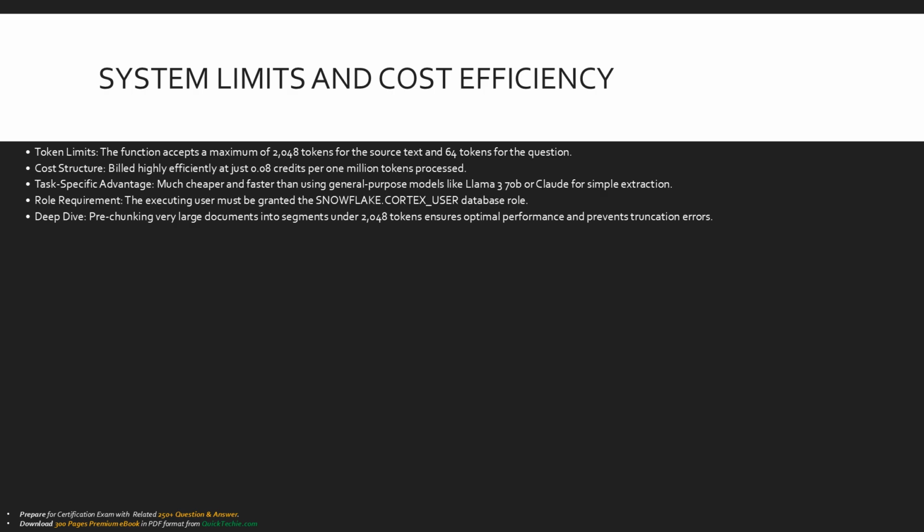From a financial perspective, it is remarkably efficient. It costs only 0.08 compute credits per 1 million tokens processed. This is a massive advantage. If you used a massive general-purpose model to do this simple extraction, you would pay significantly more and incur higher latency. Remember, to execute this, your role must be granted the Snowflake.Cortex user database role.